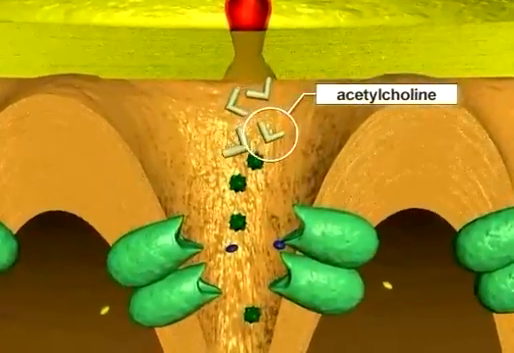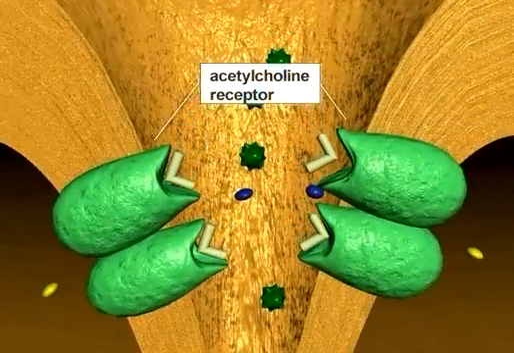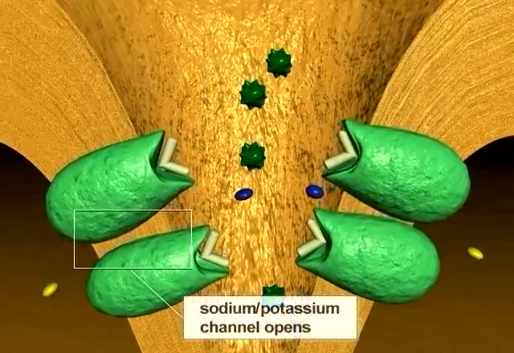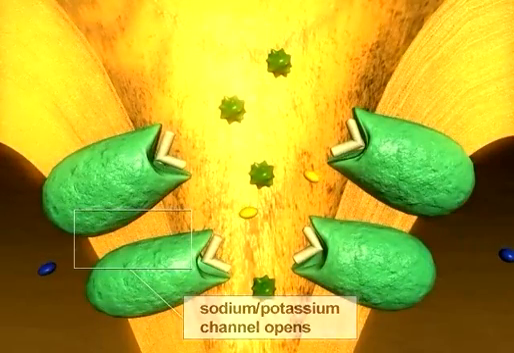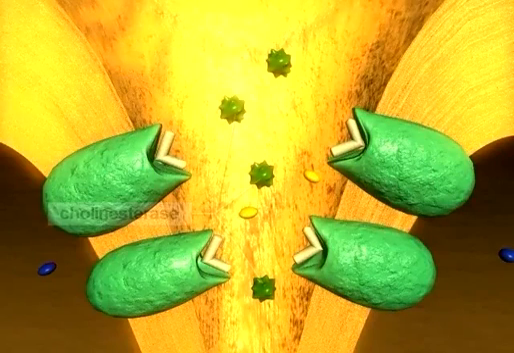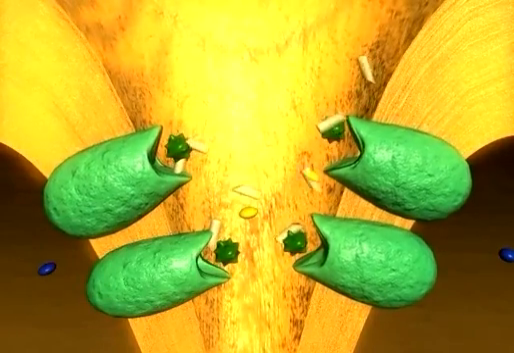Acetylcholine molecules rapidly diffuse across the cleft and bind to the acetylcholine receptors. Binding of acetylcholine to receptors immediately opens ion channels, allowing sodium ions to rush into the muscle fiber and potassium ions to diffuse out. Acetylcholine is then split to acetate and choline by cholinesterase, resulting in inactivation and closure of the channel.